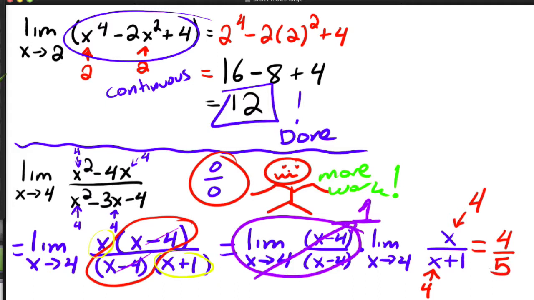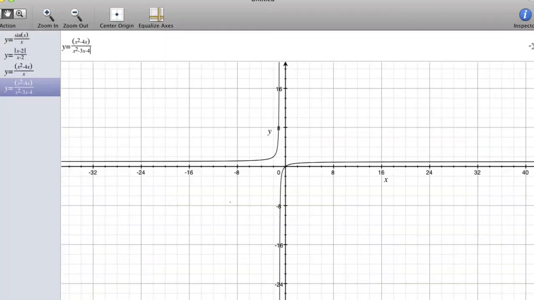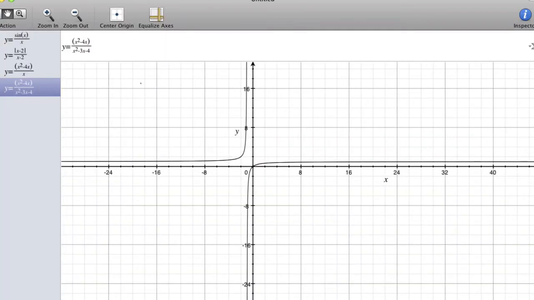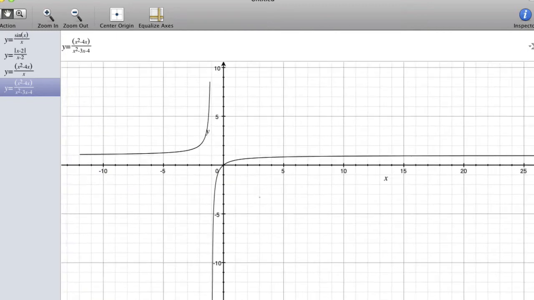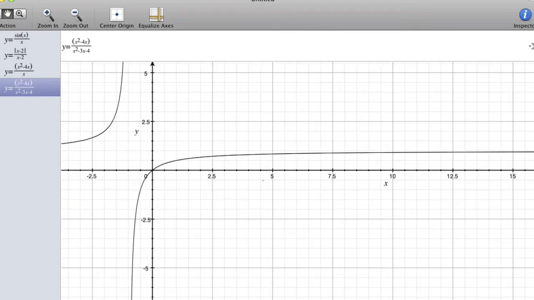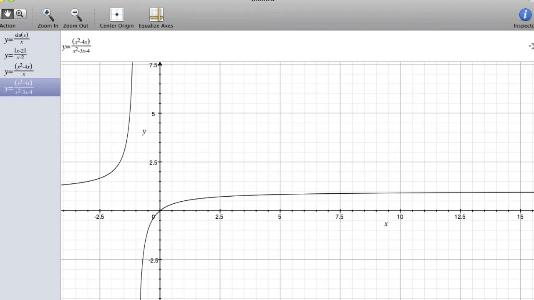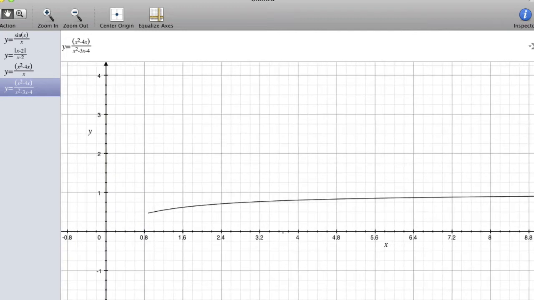And now let's take a look at the picture. So here I've got the picture. Now let's zoom in at around 4. So here's x equals 4. And notice that this guy is exactly 4/5. But in reality, of course, there's an actual hole there, which isn't shown, but that's what it looks like.